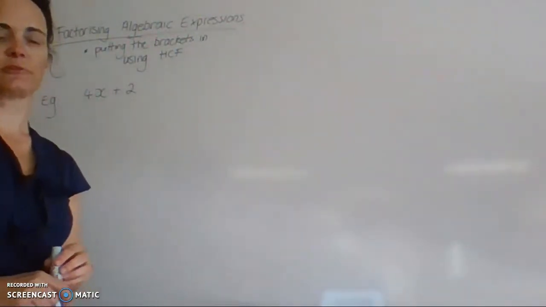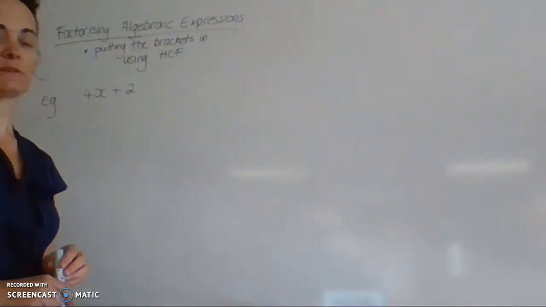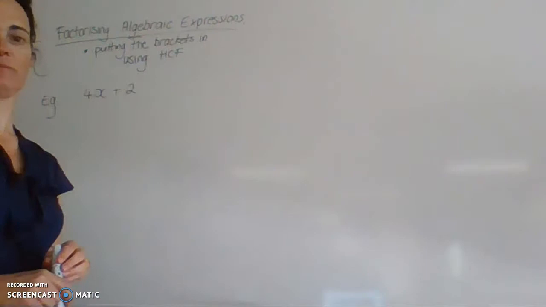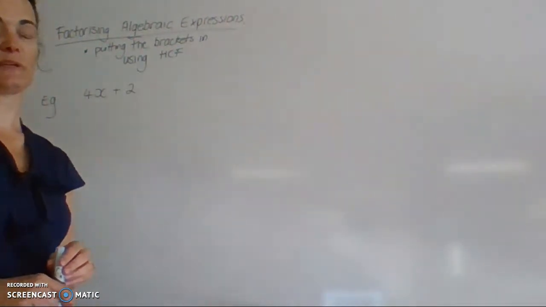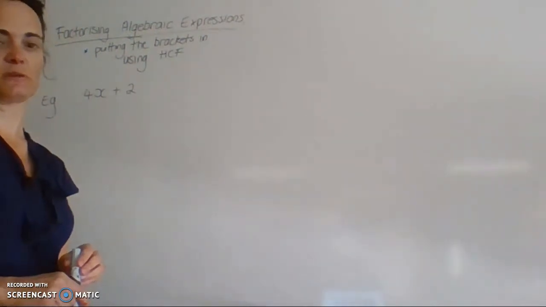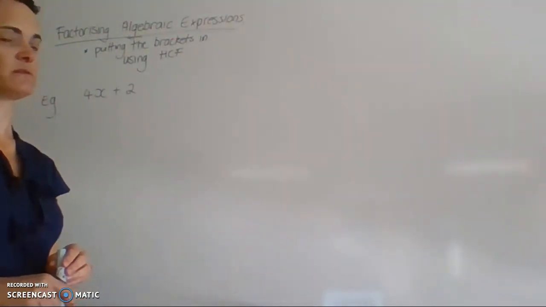Hey guys, I'm just doing an instructional video today on factorising algebraic expressions. So when you factorise something, you're just putting the brackets back in by using the highest common factor. The highest common factor in the expression goes outside the brackets and then everything else goes back in.